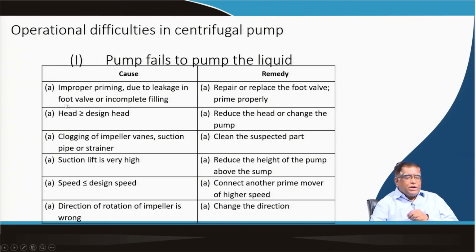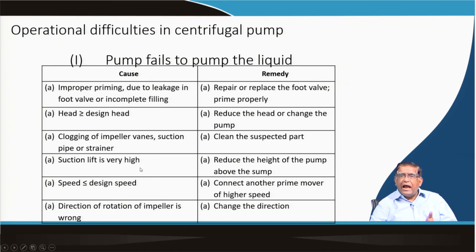So, if you cannot do the priming, that means the valve is not working. So the foot valve, that is the valve at the suction side, could be a problem. Like that, if you know the operational principle, you can find out where the fault is. Now, if the head is more than the design head, you cannot get it there, so you will have to reduce the head. Clogging of the impeller vents may be a reason, then you will have to clean it.